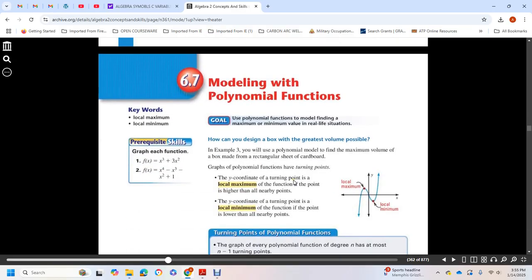6.7, modeling with polynomial functions. Goal: use polynomial functions to model and find maximum and minimum values in real-life situations. In example 3, we use polynomial modeling to find the maximum volume of a box made from a rectangular sheet of cardboard. Local maximum, local minimum. The y-coordinate of a turning point is a local maximum of the function if the point is higher than all the nearby points. And it is a local minimum if the point is lower than all the nearby points.